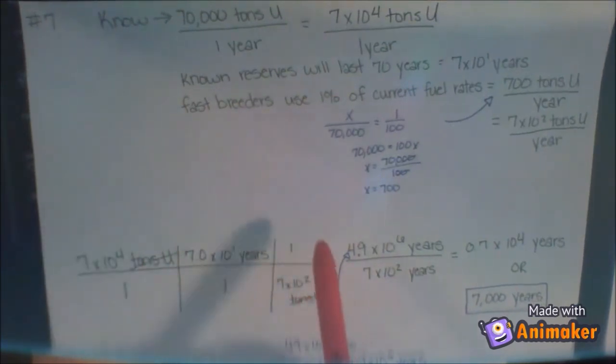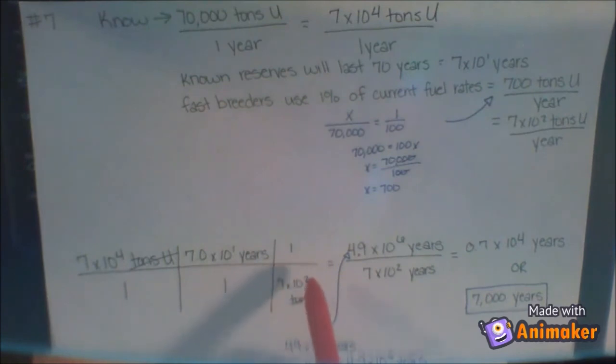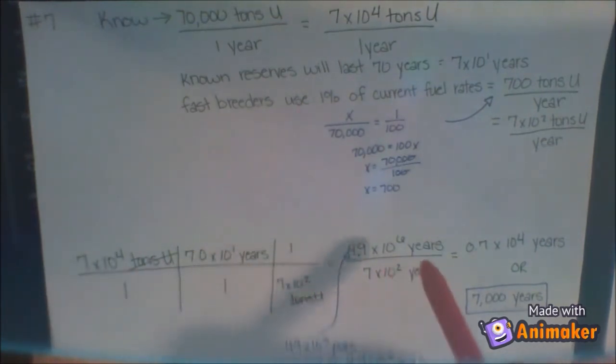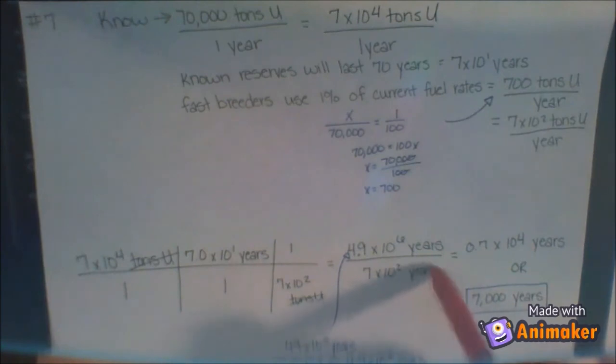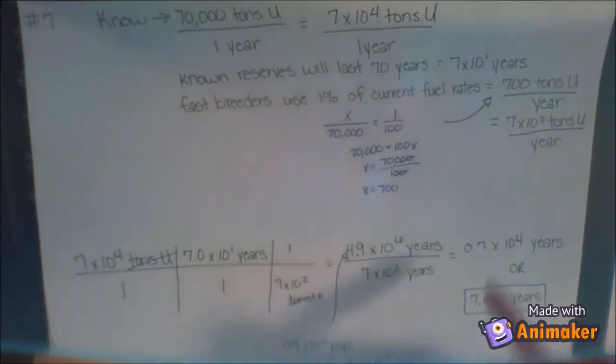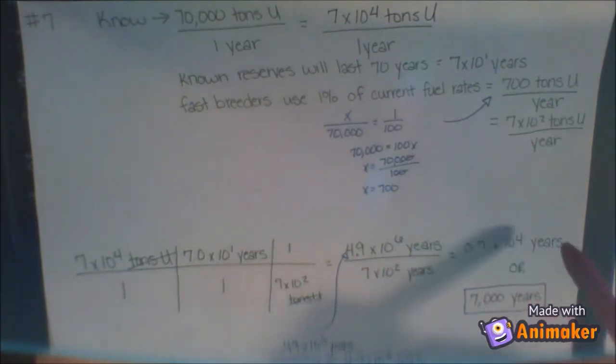The next thing we're going to do is 1 over 7 times 10 to the 2 tons of uranium. This gives us our usage in terms of fast breeder reactors. This is 1% of current fuel use. So we end up with 4.9 times 10 to the 6 on top and 7 times 10 to the 2 on the bottom. Forgive me, there should not be a unit here. That years should go away. When you divide this out, you end up with 0.7 times 10 to the 4 years, or 70,000 years.